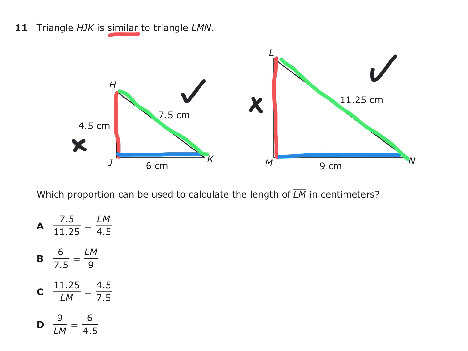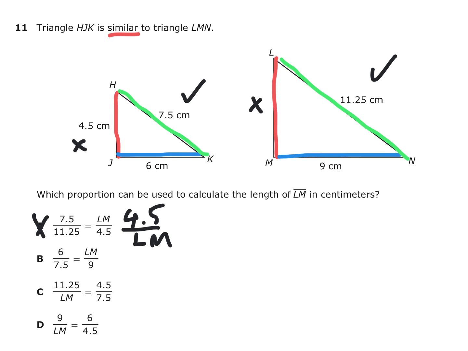And it looks like that's correct, except for one thing. If you're going from the smaller triangle to the larger triangle, then you have to go from the small one, this should say from 4.5 to LM, and that would be okay. So you can go 7.5 from small to large, 11.25, then you have to go from 4.5 to LM. So this one is actually not in the correct order.